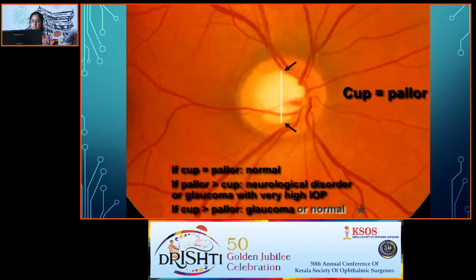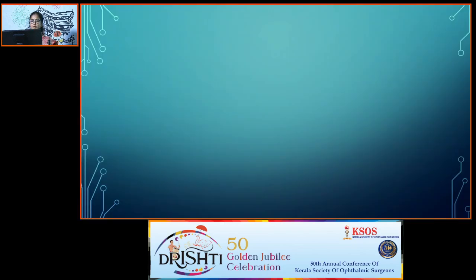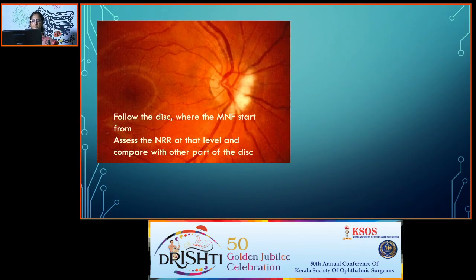So in short, if the cup is equal to pallor, that is normal. If the pallor is more than the cup, it is a neurological disorder or a glaucoma with very high IOP. If the cup is more than pallor, it may be glaucoma or it may be normal. Number 8, disc with myelinated nerve fibers. So here, follow the disc to see where the myelinated nerve fibers start from, assess the NRR at that level, and compare with the other part of the disc.